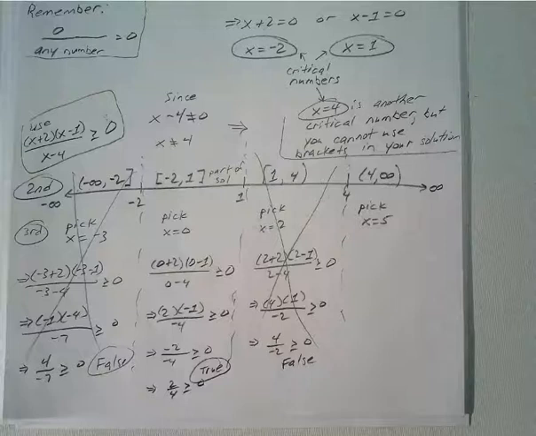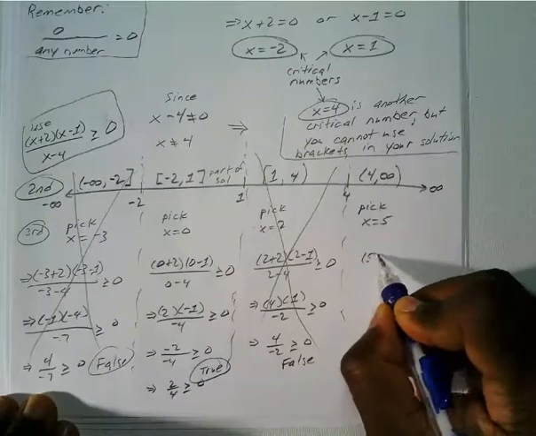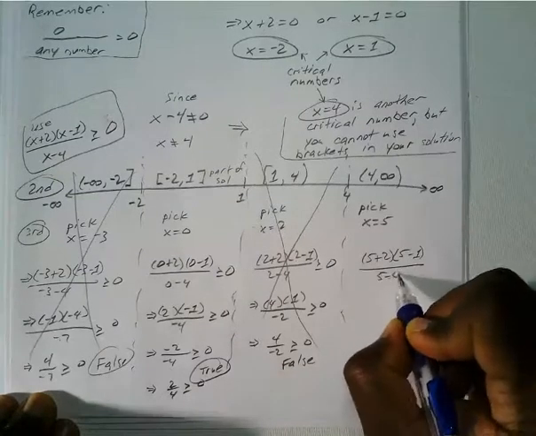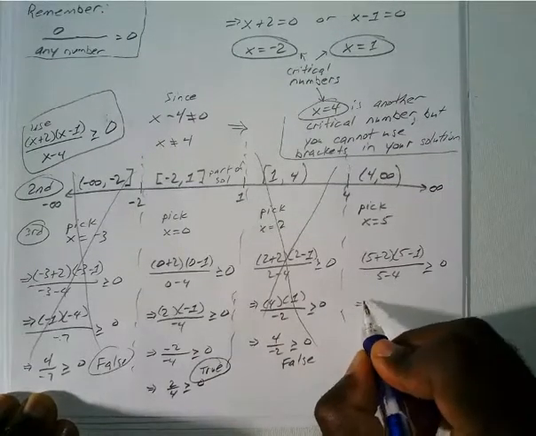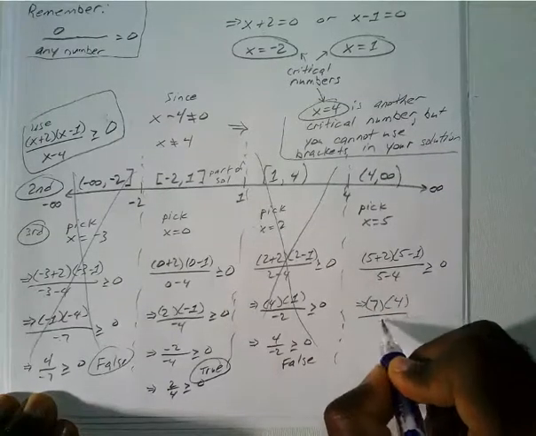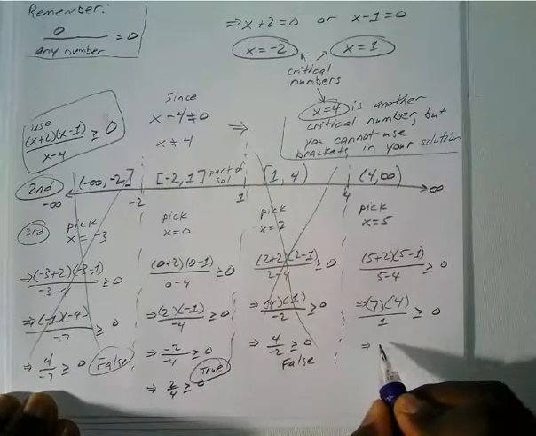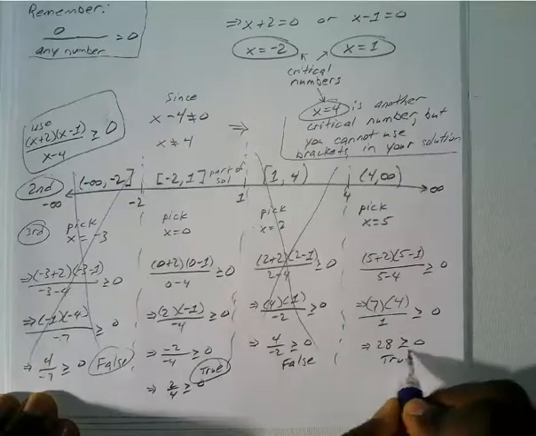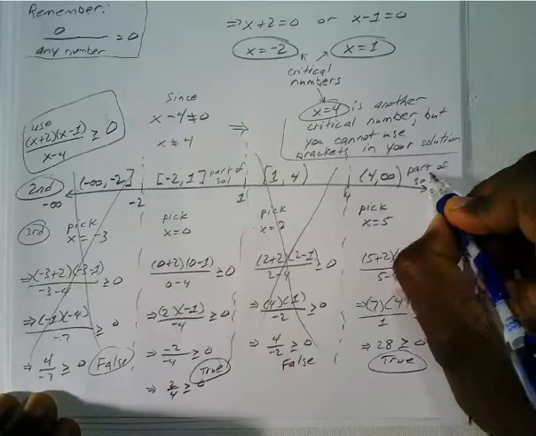So now we pick x equals 5. Go ahead and plug that in. So we have 5 plus 2 times 5 minus 1 over 5 minus 4 is greater than or equal to 0. 5 plus 2 is 7. So we have 7. 5 minus 1 is 4. All over 1 is greater than or equal to 0. So that gives us 28 is greater than or equal to 0, which is true. Okay, so we know that this is part of our solution.